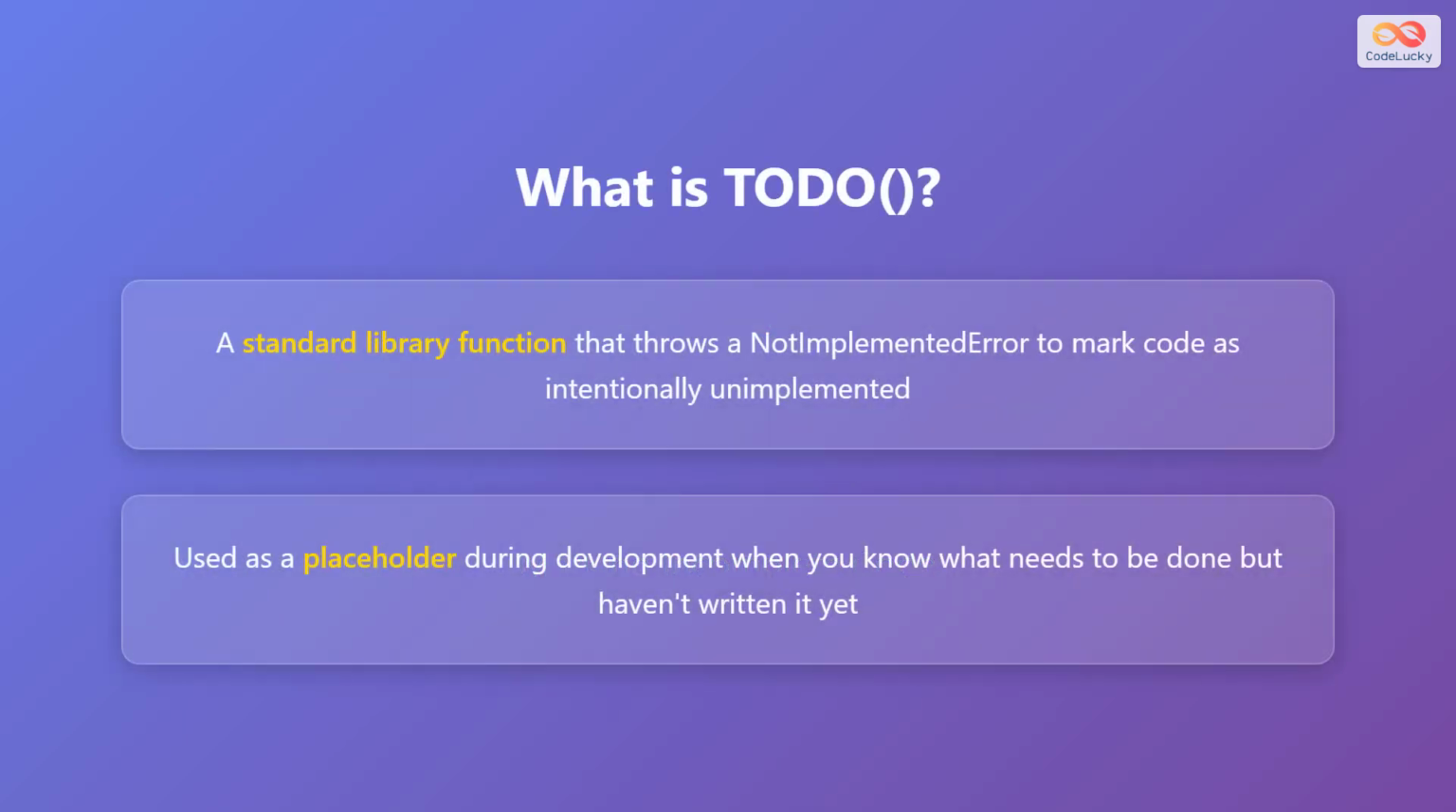The Todo function is a standard library function provided by Kotlin that throws a NotImplementedError exception. It's specifically designed to mark code as intentionally unimplemented. This function serves as a placeholder during development when you know what needs to be done, but haven't written the implementation yet. Unlike comments, which can be easily overlooked, Todo actually prevents the code from running, ensuring you don't forget to implement critical functionality.